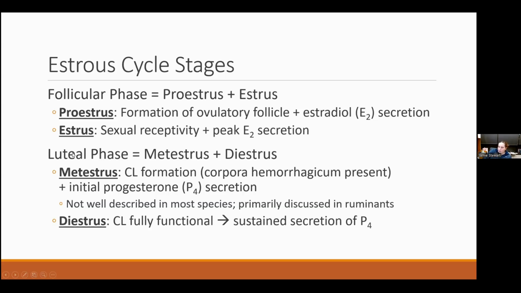After estrus occurs, we hit that peak estrogen secretion. Then the animal will ovulate that follicle, and the estrogen will start to go down because the follicle is no longer there. Then the CL starts forming, but it's not quite functional yet. Instead, it forms what we call the corpus hemorrhagicum, which is named after what it looks like, a little bloody body. It looks like a little blood blister, and it's going to look like that as the cells remodel and produce progesterone before it becomes a fully functional CL.